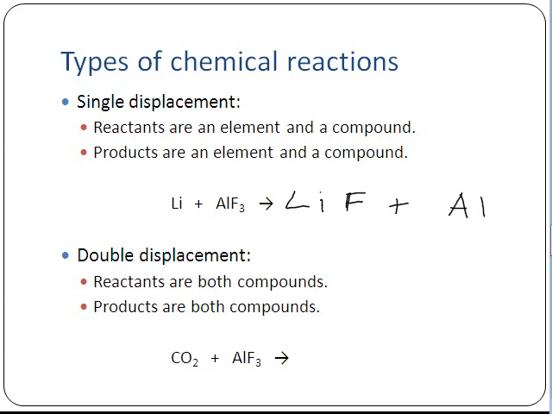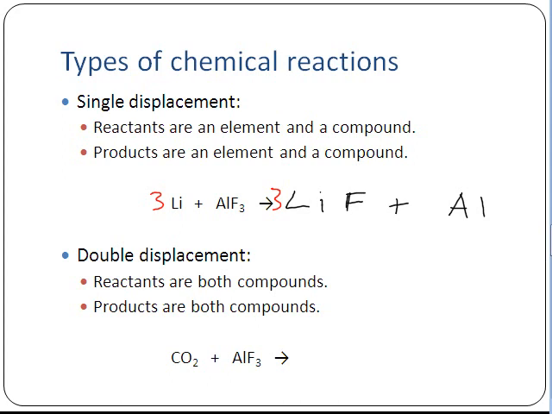We do still have to balance things. We have 1 lithium on the left, 1 lithium on the right. That's good. 1 aluminum on the left, 1 aluminum on the right. That's good. 3 fluorines on the left, but only 1 on the right. So we're going to have to put a 3 out front to get these to balance. That also gives us 3 lithiums. And so now we have 3 lithiums on the left, 3 on the right, 1 aluminum on each side, and 3 fluorines on each side. And so that balances out. So that's a single displacement reaction.